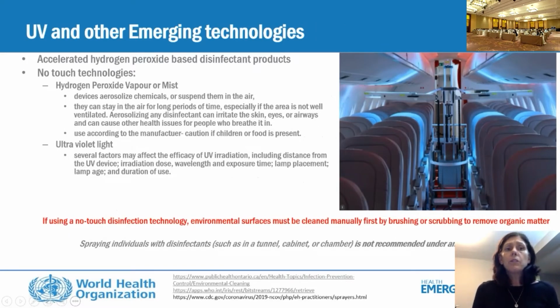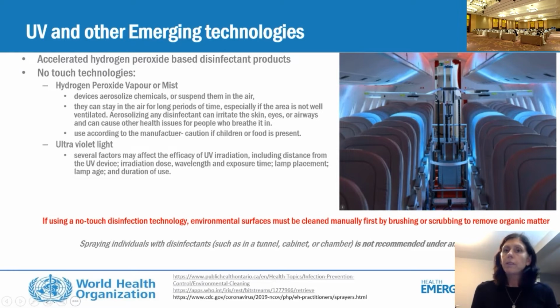I'm briefly going to mention some other technologies that are emerging. Since we're talking about disinfectant, we're seeing new chemicals such as accelerated hydrogen peroxide, which although they are less harmful to the environment, sometimes you have to be careful that they don't cause any corrosion to your instruments. There's new no-touch technologies that are emerging, such as hydrogen peroxide vapors or mists that are being used. And these aerosolize the chemicals and suspend them in the air. You just have to be careful that there's no children or food around. And then ultraviolet light is another project.